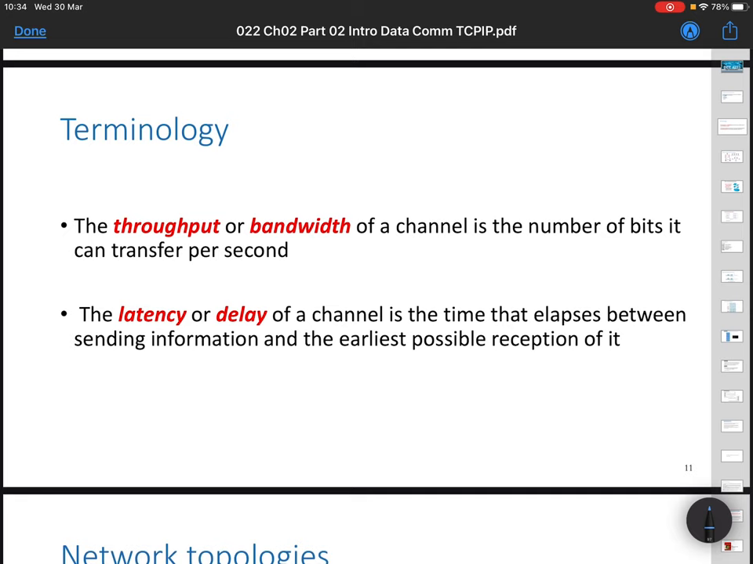Next is some terminology. The throughput or bandwidth of a channel is the number of bits it can transfer per second through the channel. Latency or delay of a channel is the time that elapses between sending information and the earliest possible reception of it, defined as the time elapsed from sending the information to receiving it at the receiver.